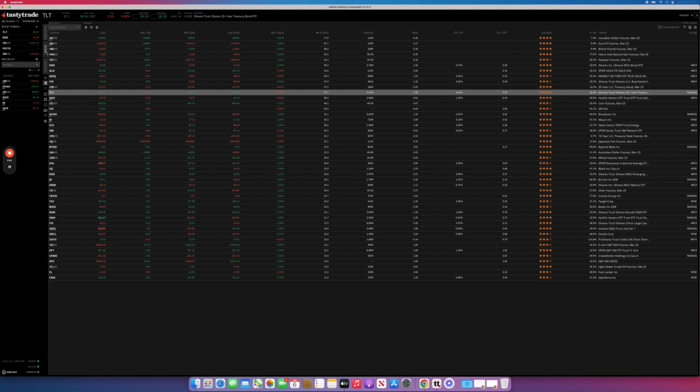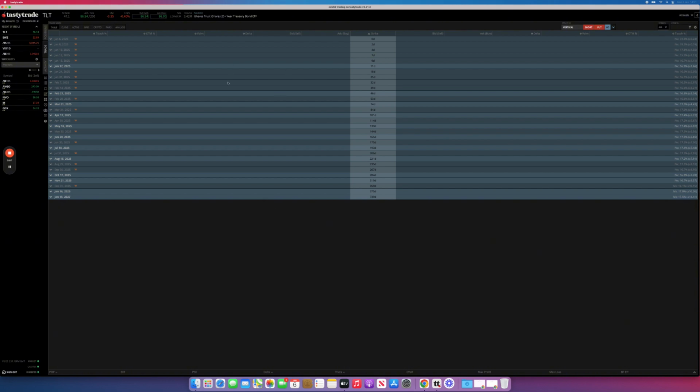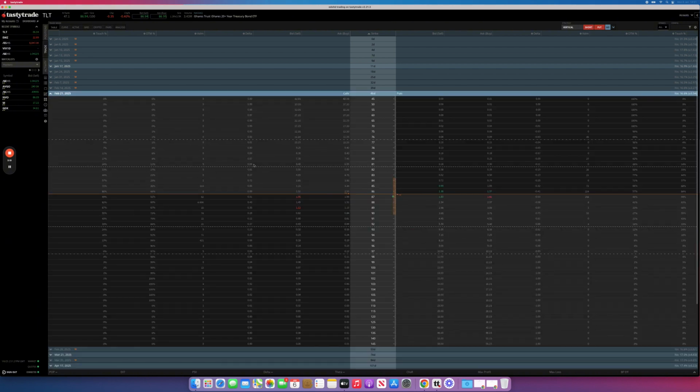So if you just open up the expiration dates for TLT, we already know where we're going to be, February 21st. This is why we selected an expiration date at the beginning. So February 21st, 46 days out, that's where we're going to be. And at this point, we can see the options chain.